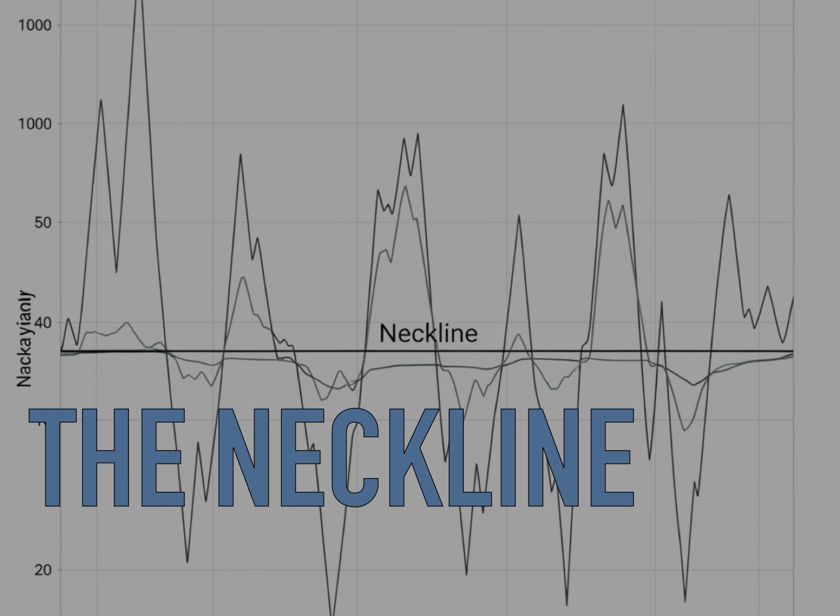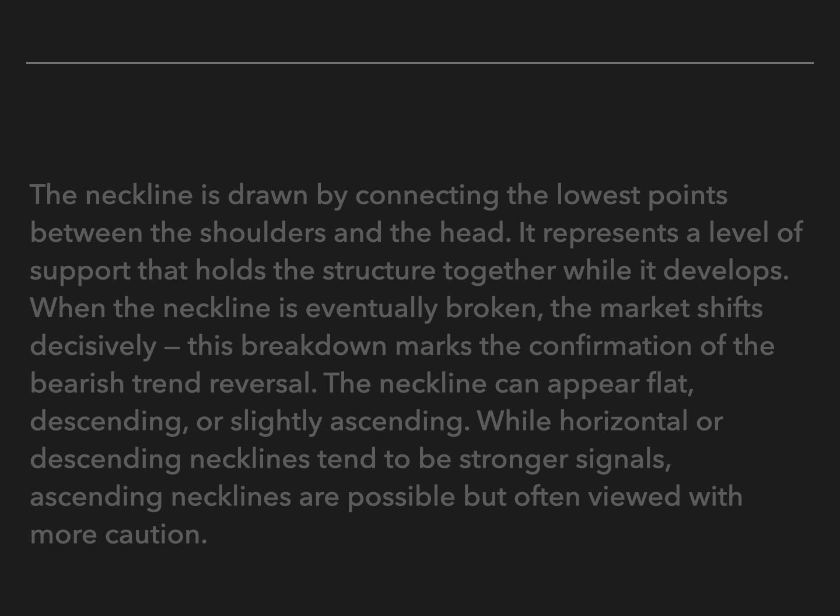The neckline. The neckline is drawn by connecting the two lowest points between the shoulders and the head. It represents a level of support that holds the structure together while it develops. When the neckline is eventually broken, the market shifts decisively. This breakdown marks the confirmation of a bearish trend reversal. The neckline can appear flat, descending, or slightly ascending, while horizontal or descending necklines tend to be stronger signals. Ascending necklines are possible, but often viewed with more caution.